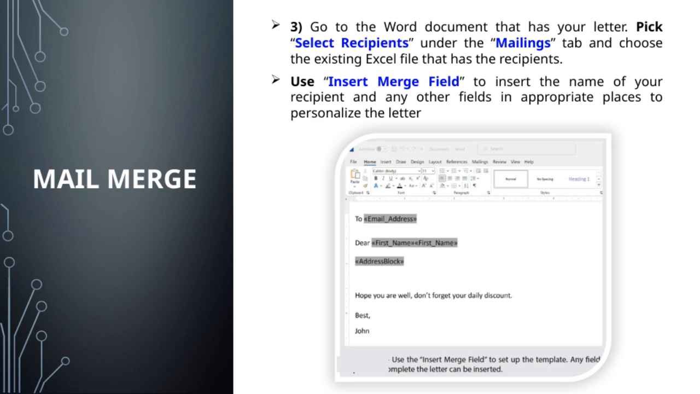This step is crucial because it allows your letter to automatically include each recipient's details, making your communication more personal and efficient. Remember, the key here is to connect your data source properly and insert merge fields thoughtfully, so your letters look professional and tailored to each individual. This process ties directly into the overall theme of streamlining communication and saving time through automation.